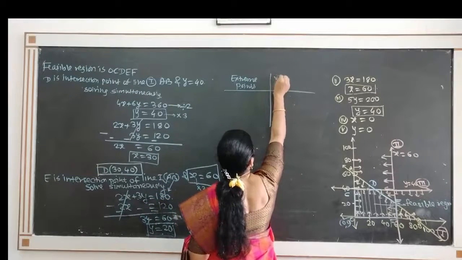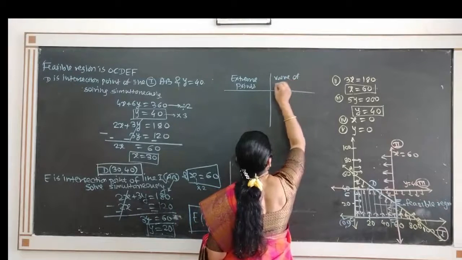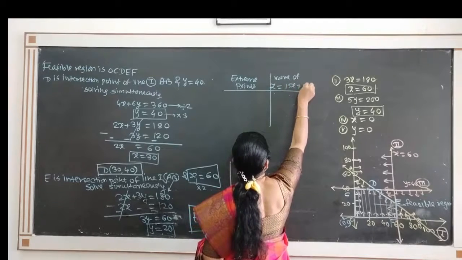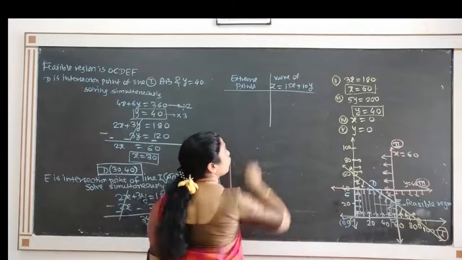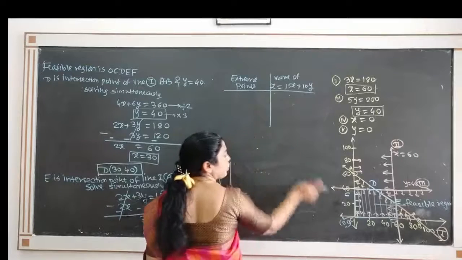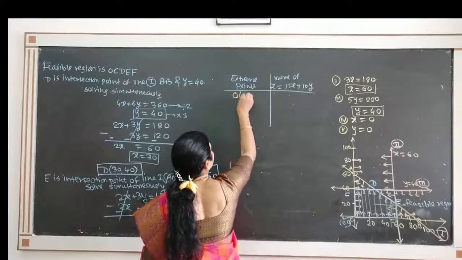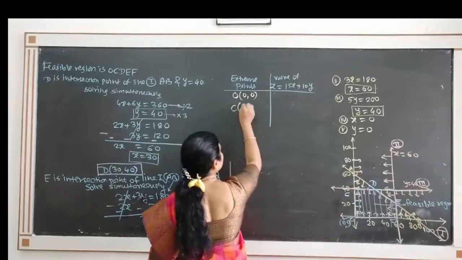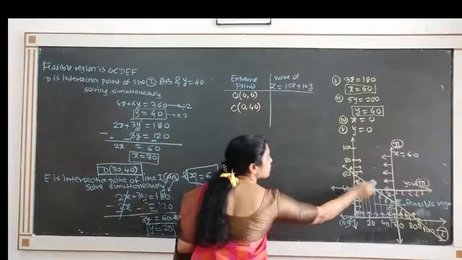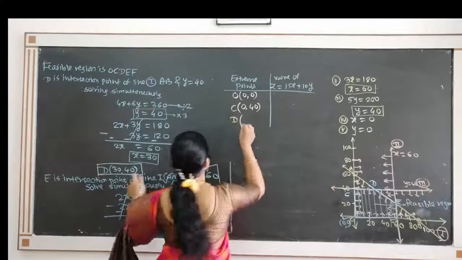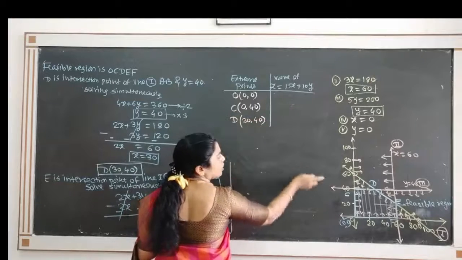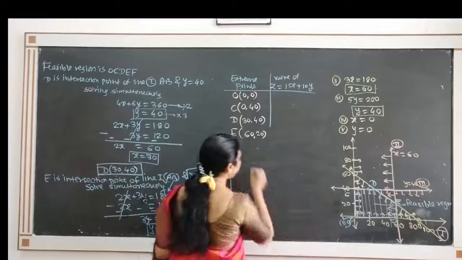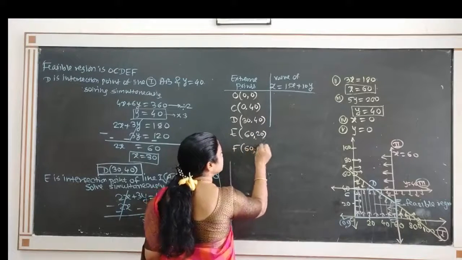and find the value of objective function z. What is z? Z is given to be 15x plus 10y. So we want to find the value of z. The first point is origin, so O 0, 0. Second point is C. C point is nothing but 0, 40. Next is D point. D comes to be 30, 40. E comes to be 60, 20. And last one is F point, that is 60, 0.